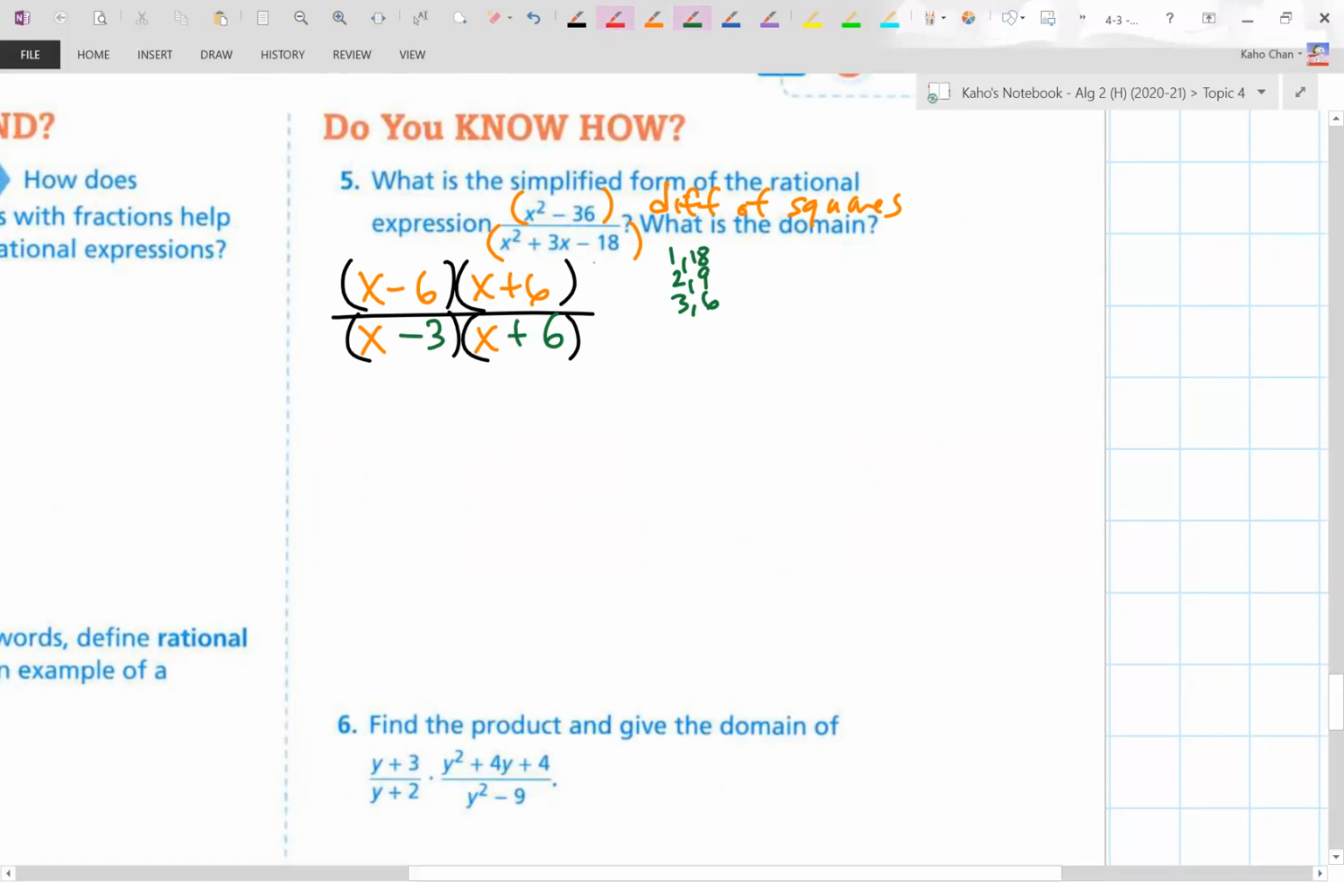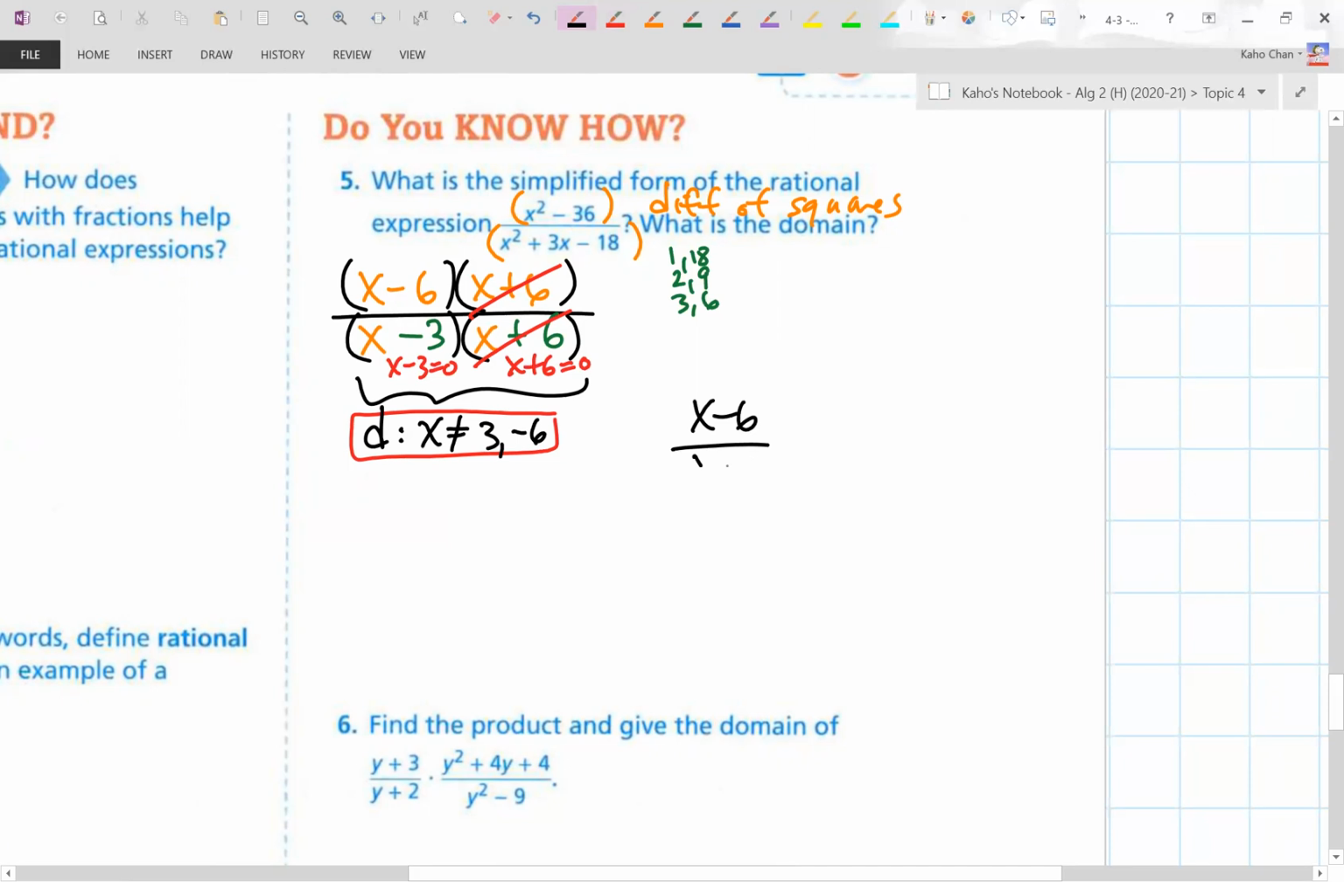So here, those cancel. Forgot about the domain, didn't I? The domain are all values that allow the expression to be simplified, except x cannot equal, let's take a look here, positive 3 and -6. Those are not part of my domain. They make the denominator 0. And my simplified answer is x minus 6 over x minus 3.